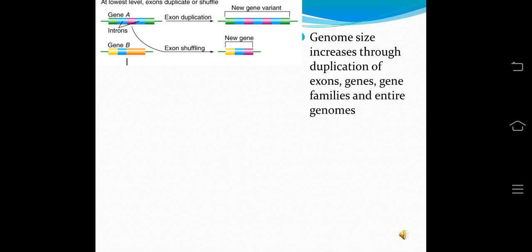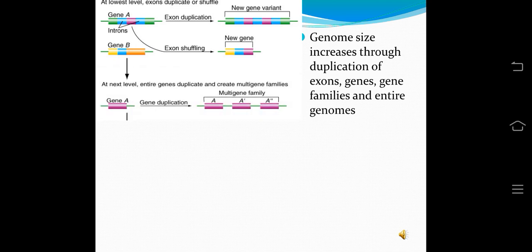At the lowest level, exons duplicate or shuffle. Gene A is there, introns are there; exon duplication, and a new gene variant is formed. Then exon shuffling will be taking place, and with the help of that also some new genes are created. Gene A undergoes some exon duplication to create a new gene variant. Gene B undergoes some exon shuffling. Gene A undergoes some exon shuffling to create a new gene.